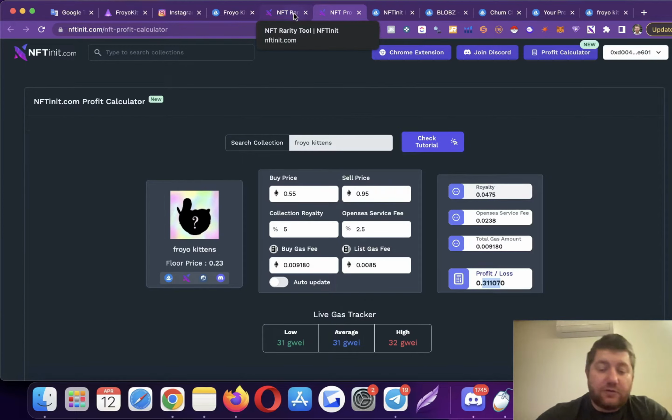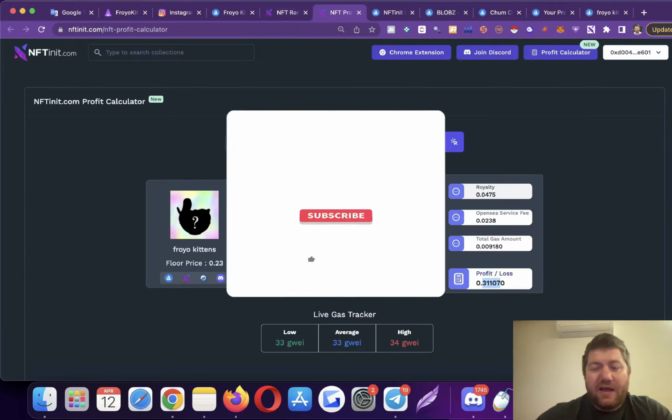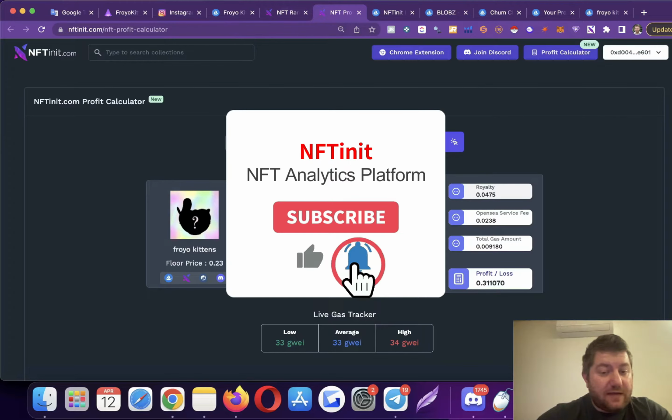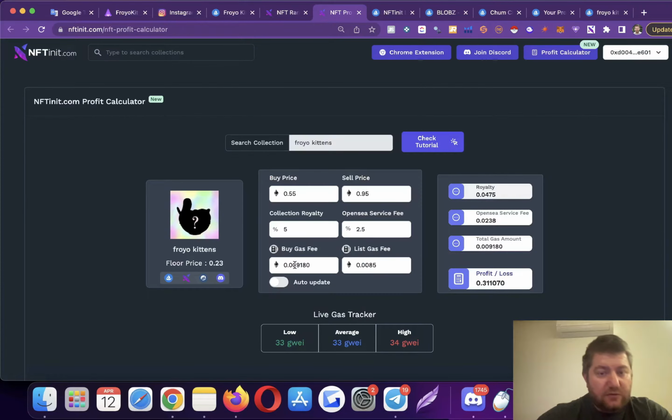I could have lost money too, but this time, I guess we were lucky. I made slightly less profit than this because I paid more gas. You remember I had the high gas setting, so it should be around something like this. But I would say it is still pretty good.